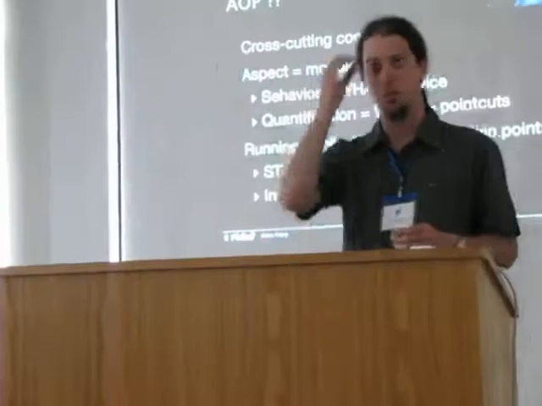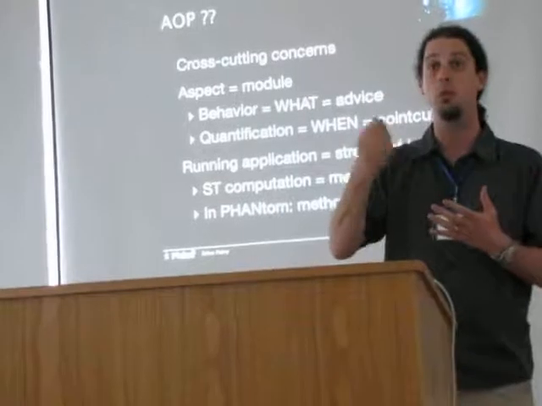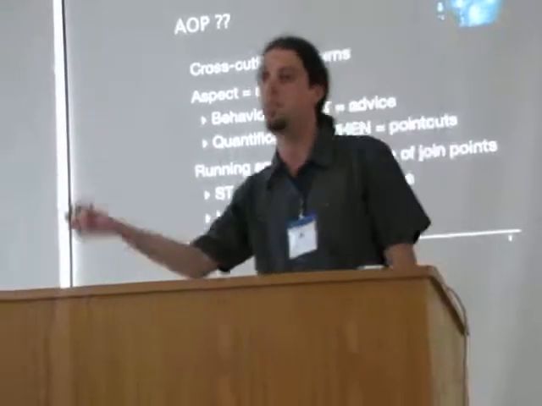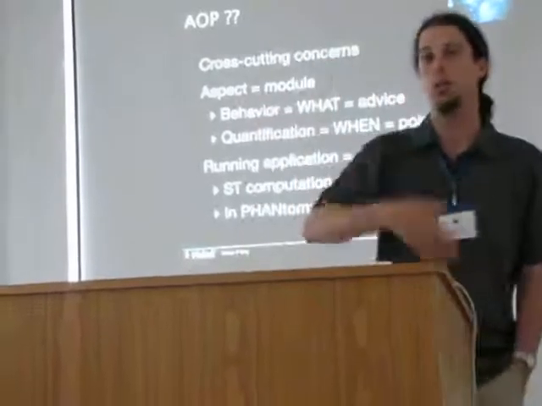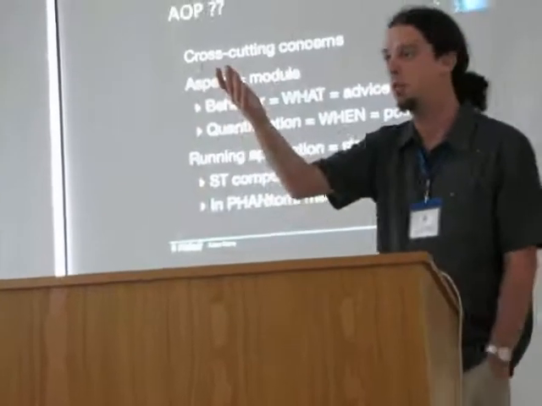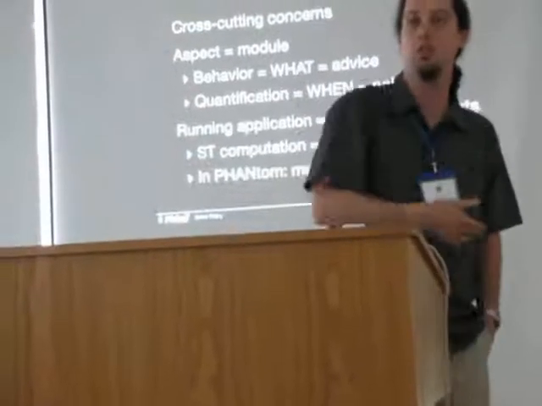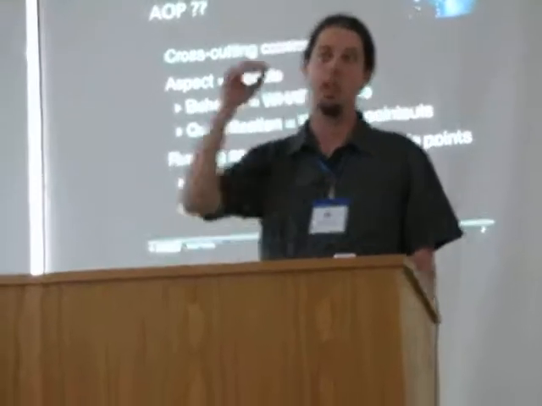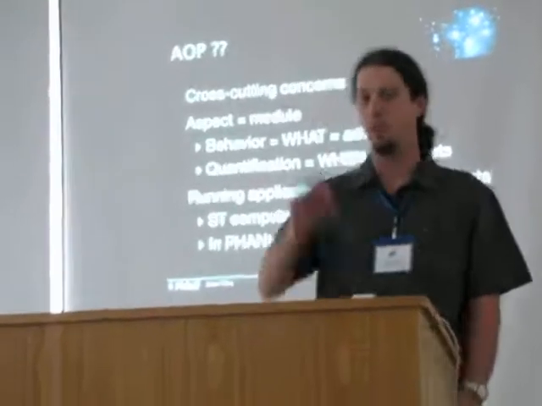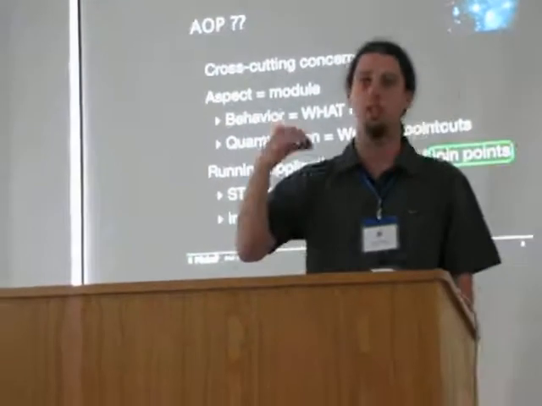How does this work? Conceptually, when the application is running, it's always launching a stream of join points. What's a join point? A join point is an execution step of the application. In Smalltalk, computation happens by sending messages. So for us, it's very easy to think about a join point as the sending of a message or the reception of a message, or to make it very simple, executing a method. Every time a method is being executed, conceptually, a join point is created.